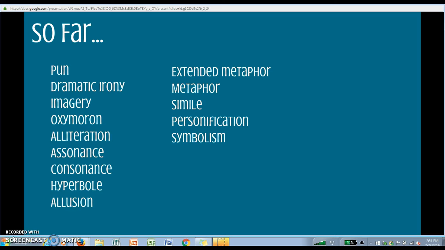Also, please make sure that you can recall the meaning and purpose of all of these devices off the top of your head. At this point, you should have them memorized. So if you don't, please go back and review the ones that you're not quite sure of.